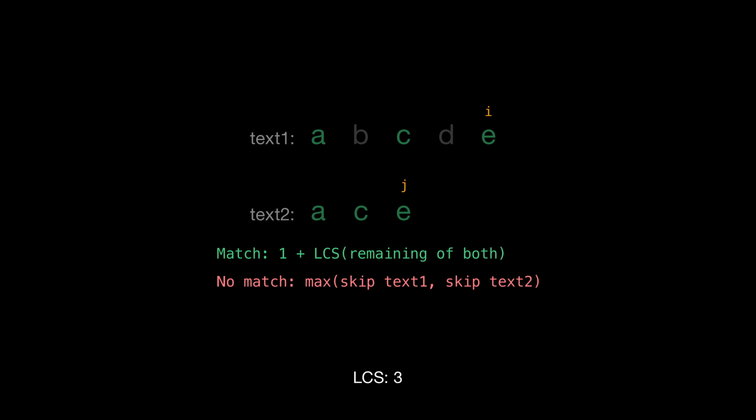So what's a way that we can keep track of the longest common subsequence we found so far as we go through each pair of positions in the two strings?